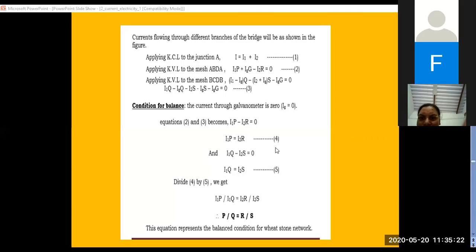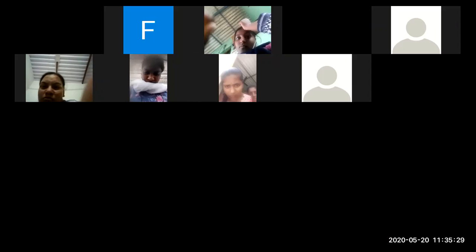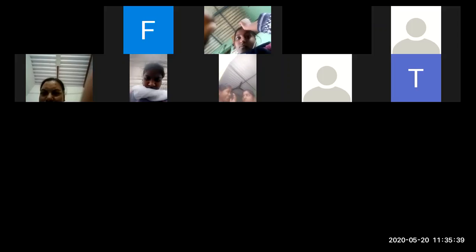So for today's third question: what is your balancing condition for Wheatstone's bridge? So with this, we stop the class for today. If you have any doubts, you can clarify. Yes, any doubts, you can get them clarified.